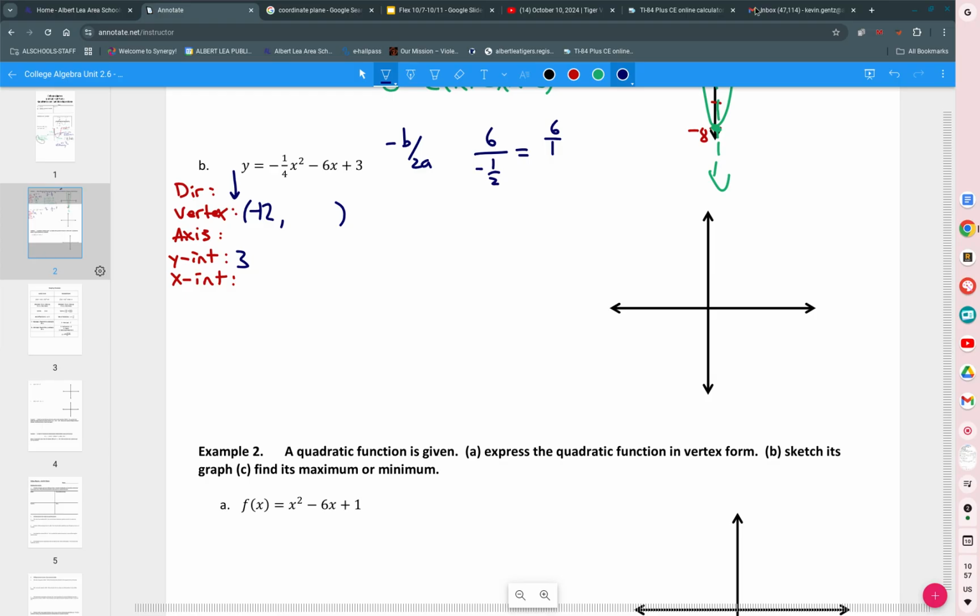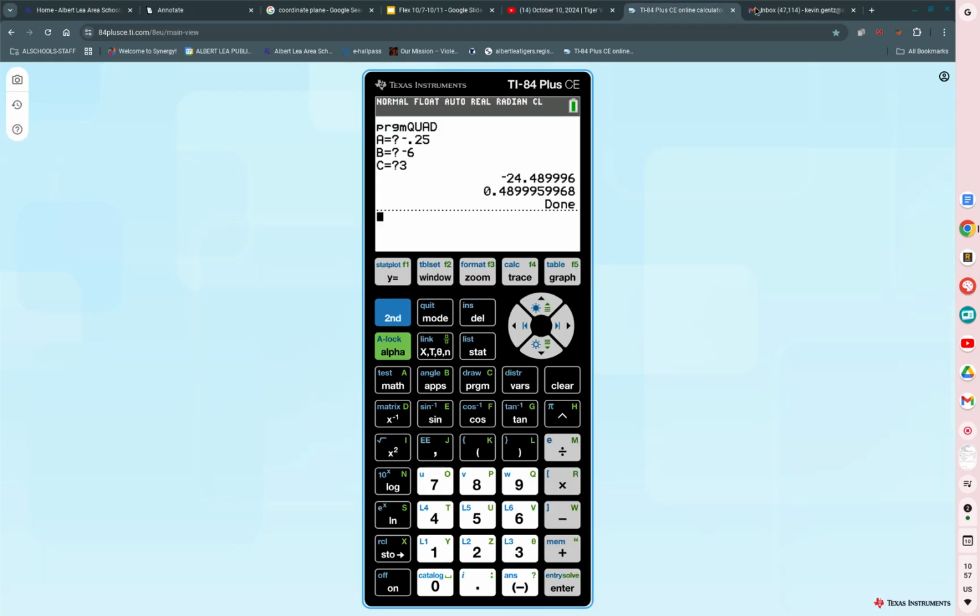How do we come up with the y value? You plug it in. I don't want to do that by hand. I'd rather use my calculator. Oh, take out your calculator. You don't need to ask me twice.